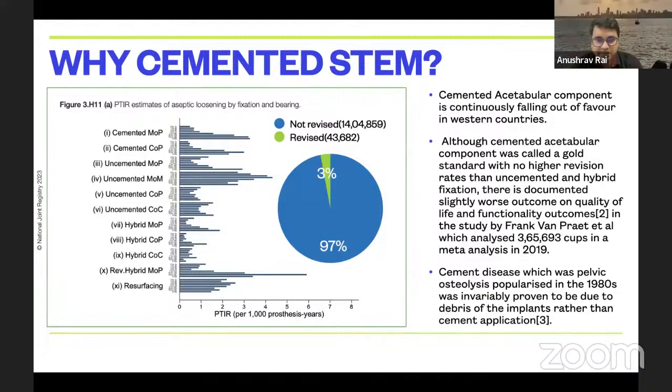So you have this slide, you have to concisely explain what this slide is going to explain. This slide shows the current literature opinion that cemented acetabular components are falling out of favor. The pie chart in this slide shows that out of the total 14,47,000 hips in the UK National Registry, 3% were revised, and of the 3% revision surgeries, hybrid and uncemented THRs had the lowest revision rates. That's what I wanted to convey with this slide.